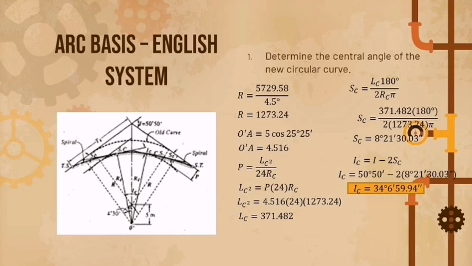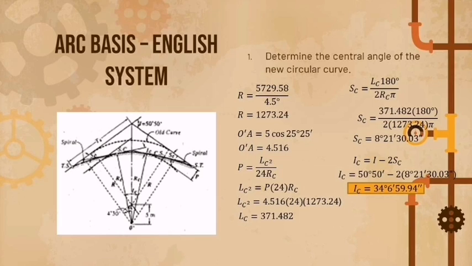After computing, you will get the value of LC is equal to 371.482. And for the SC, our formula is SC is equal to LC times 180 degrees over 2 RC pi. Again, our value of LC is 371.482, and the radius is 1,273.24. After calculating it, you will get the value of 8 degrees 21 minutes 30.03 seconds.